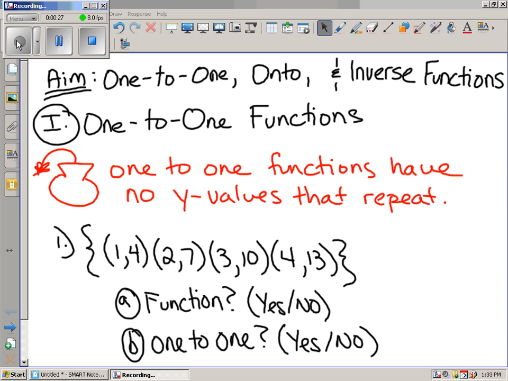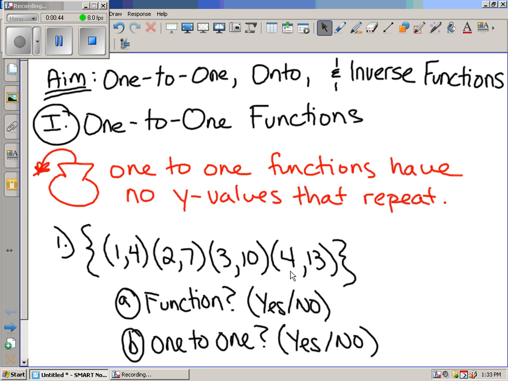All right, so here we go, one-to-one functions. I drew a little bomb because this will blow up in your face if you forget this. One-to-one functions have no y values that repeat. So let's go over something in our minds a little bit. Something is a function if none of the x values repeat.